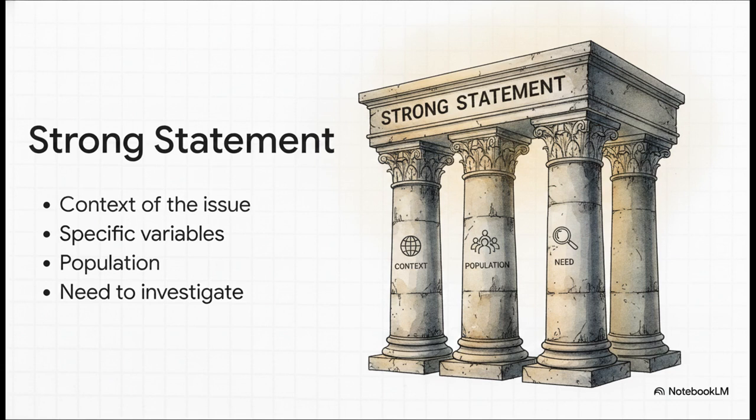A really strong problem statement must have, number 1, the context of the issue. Number 2, the specific variables or phenomena you are studying. Number 3, the population or scope of interest. And number 4, the critical need for the investigation. These are literal load-bearing pillars.